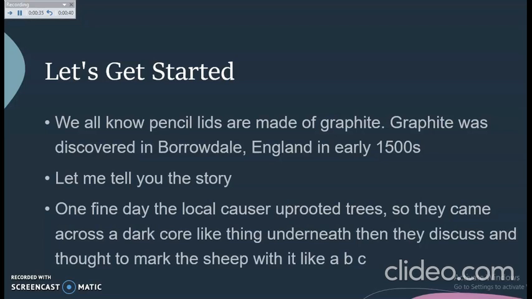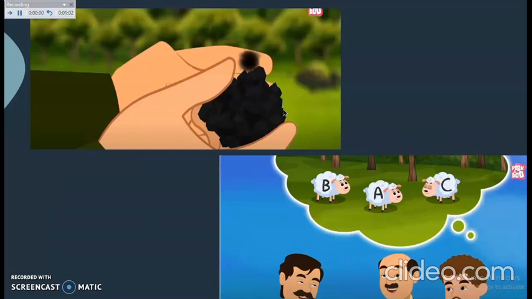Interesting. We can use this to mark our sheep with A, B, C, so that we don't forget the sheep. Suppose there are two persons who have sheep. So they don't get confused or some misunderstanding happens. So they can mark, right, like A, B and C. Let me show it to you. So this is the dark hole-like thing which they found, and they planned to mark sheep like A, B and C.